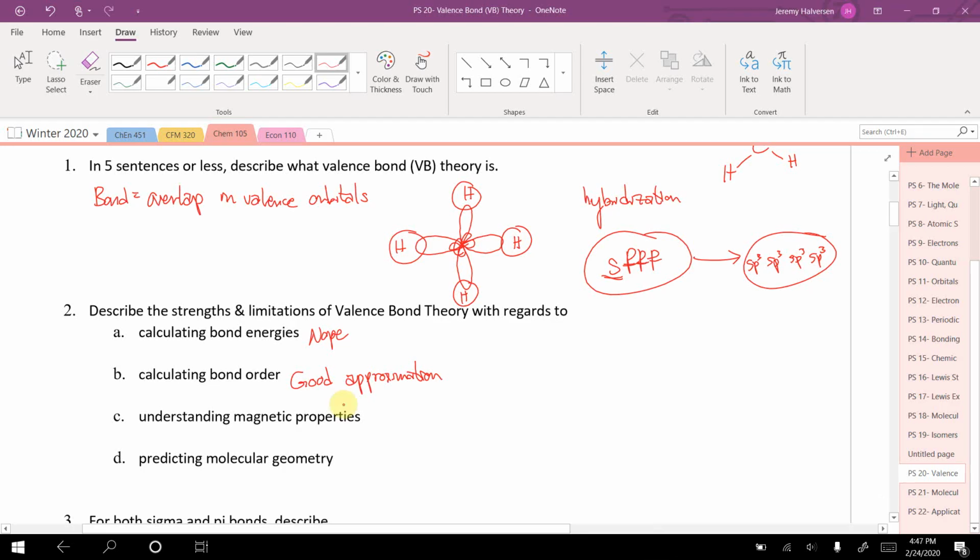All right, magnetism. It does not do anything about magnetism. That's like paramagnetic, diamagnetic. We don't do that with valence bond theory. Geometry, I say it gives us the hybridized orbitals, which then give you the geometry from VSEPR, valence shell electron pair repulsion.